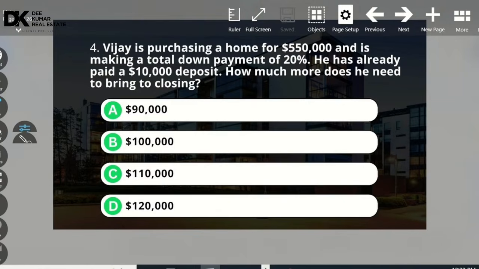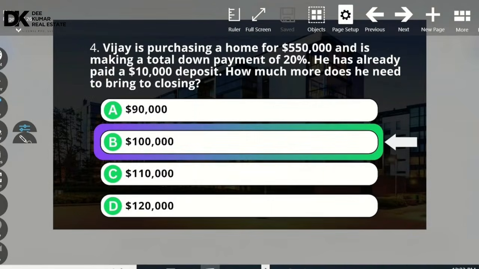So VJ is purchasing a home for $550,000 and is making a total down payment of 20%. He already has paid a $10,000 deposit. How much more does he need to bring to closing? This is a classic, how much do we need to bring to closing style question. Super duper duper high probability.